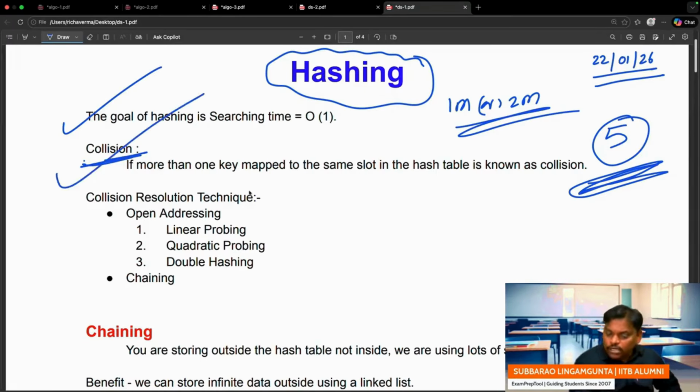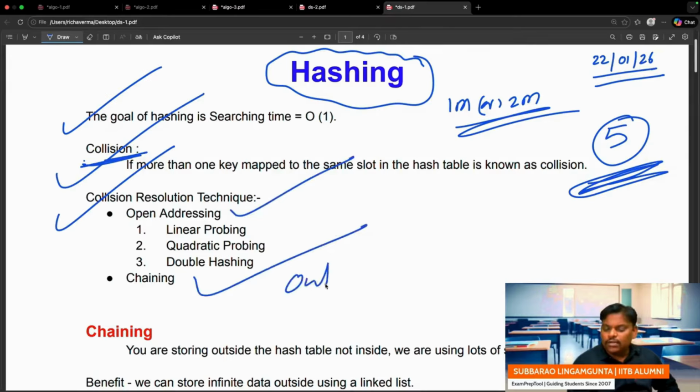Next one, collision resolution technique. Collisions can be resolved inside or outside. Outside is called chaining. Inside is called open addressing. When a collision comes, you can go outside, or you can manage inside only. Inside, if you manage, that is called open addressing. Outside, if you go in the form of a chain, that is chaining.